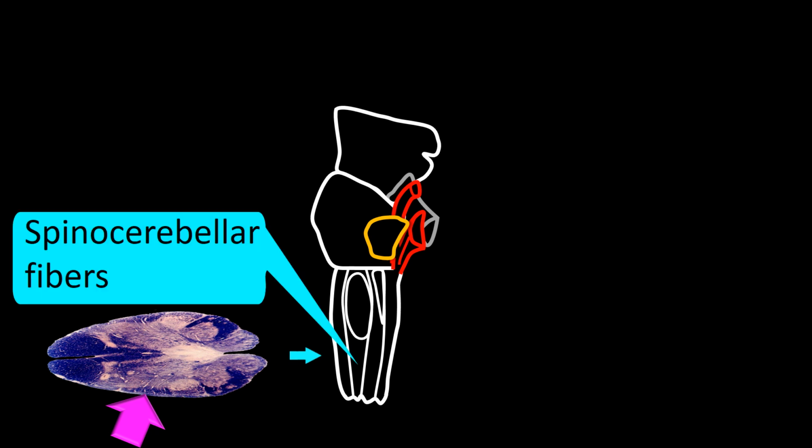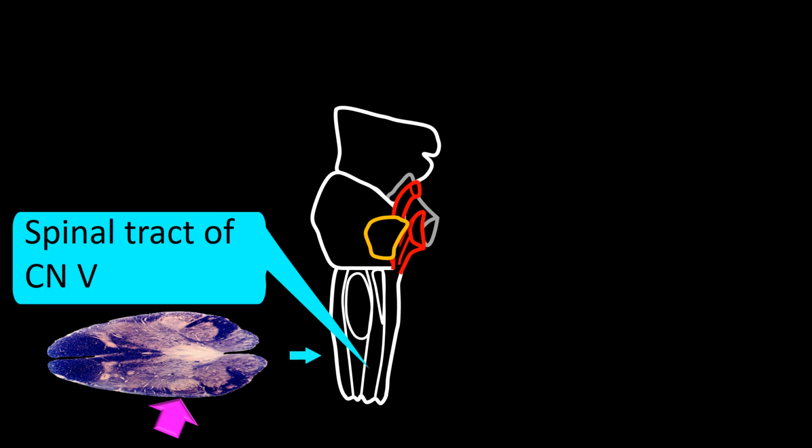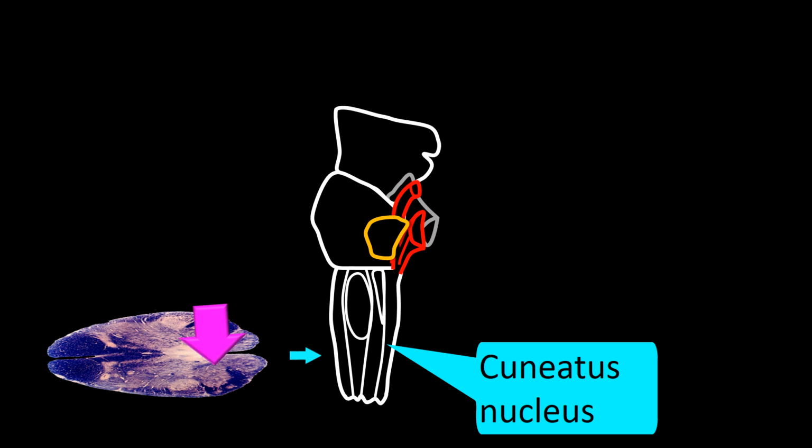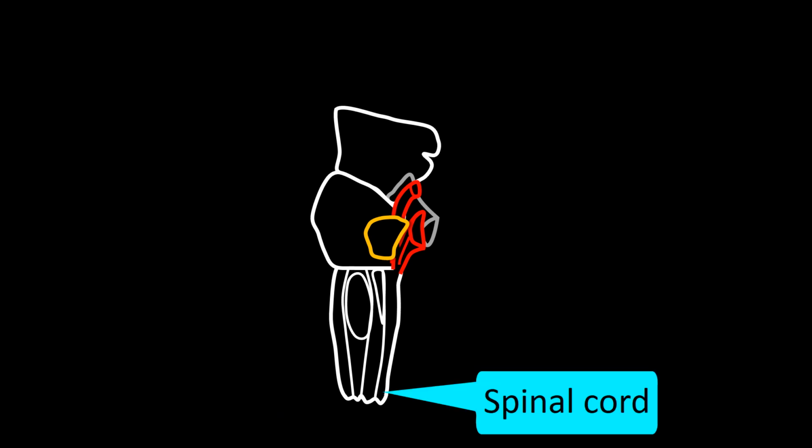the spinocerebellar fibers, and behind them are the fibers of the spinal tract of the 5th cranial nerve, and behind those the fasciculus cuneatus, terminating in the cuneatus nucleus, and below, the spinal cord.